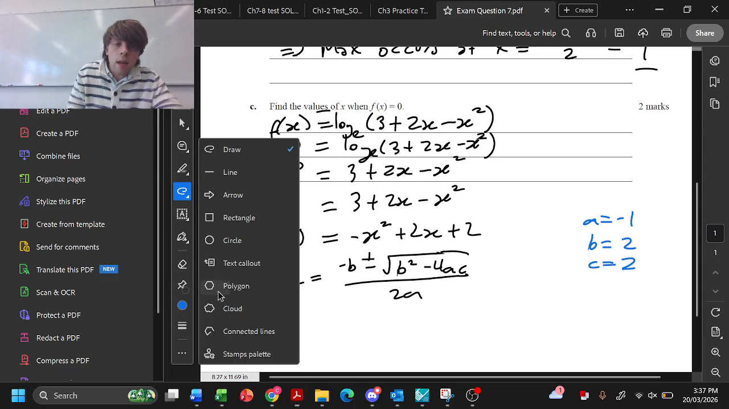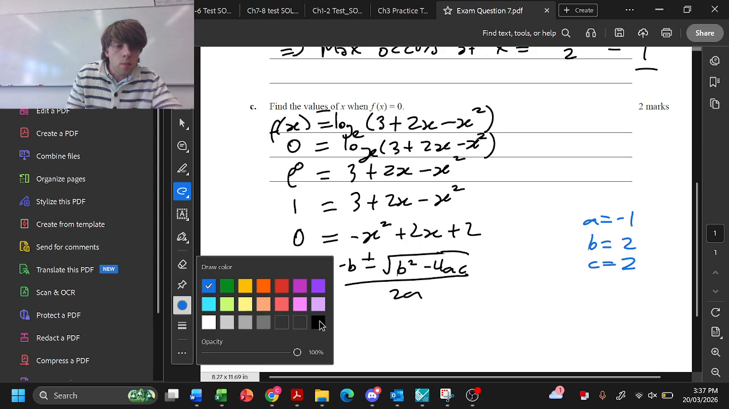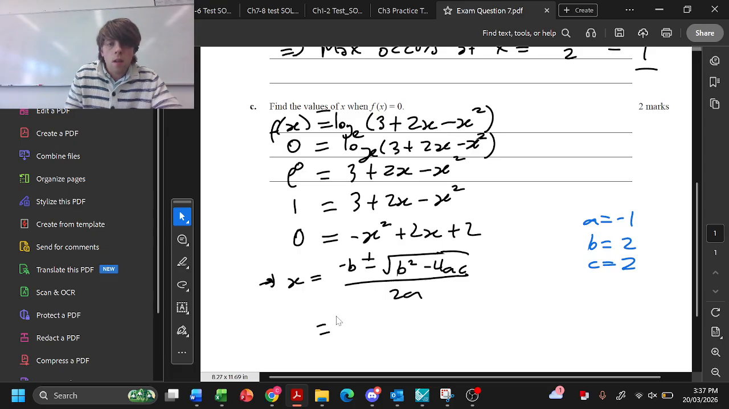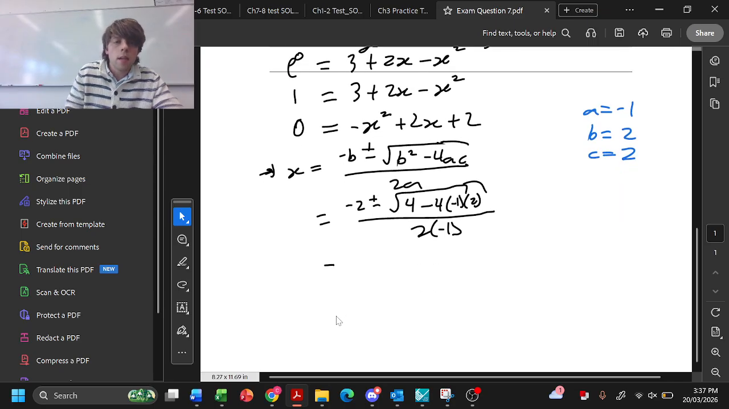So substituting those values into the expression, we're going to get negative b, which is negative 2, plus or minus the square root of b squared, which gives us 4, minus 4 times negative 1 times positive 2, okay? All divided by 2 times negative 1. Now simplifying that down, we get negative 2 plus or minus the square root of 4. Now, this is a double negative here, right? This is 4 times negative 1, so that makes plus 4.